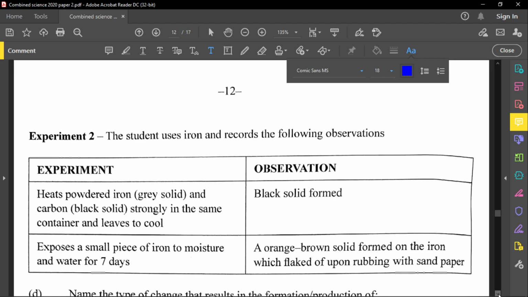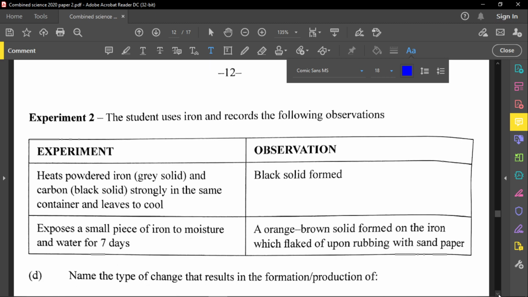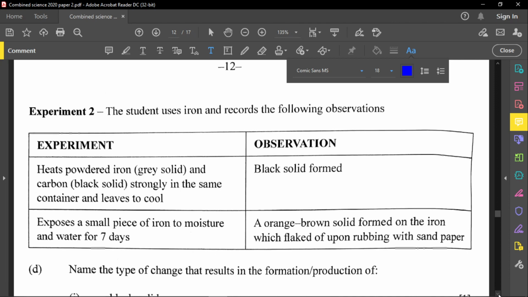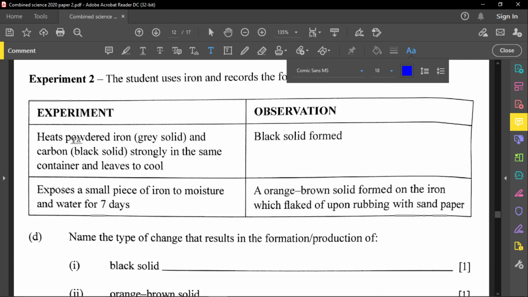Now for experiment 2, it said the student uses iron and records the following observations. So here we have experiments that heat powdered iron, which is a gray solid, and carbon, which is a black solid, strongly in the same container and leave it to cool. As a result of that heating process, over time you have a black solid formed. Now exposes a small piece of iron to moisture and water for 7 days. And what you get here is an orange brown solid formed on the iron, which flakes off upon rubbing with sandpaper.